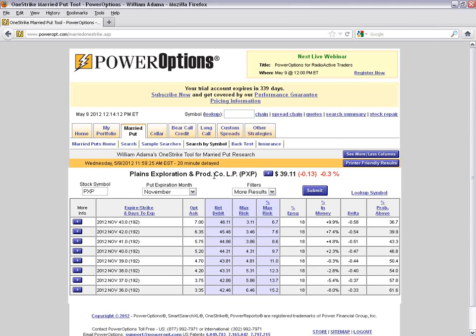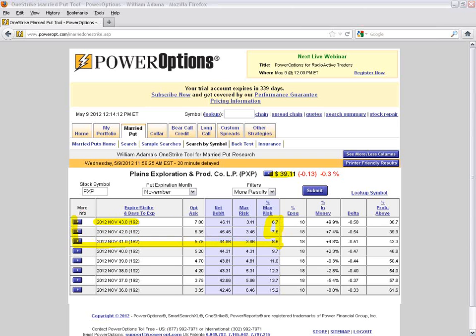Now in general, many of you know that what we're looking to accomplish with the radioactive trading techniques is we are buying shares of stock. All right, so PXP is currently trading at 39.11. And at the same time, we're going to buy an in-the-money put option that's at least 5 months out in time. And we want to look for risks that are in single digits, usually between 3.5% to maybe 9% or so. So in this area here, these 3 puts match that base criteria. I have a 6.7% risk, 7.6, and 8.6.